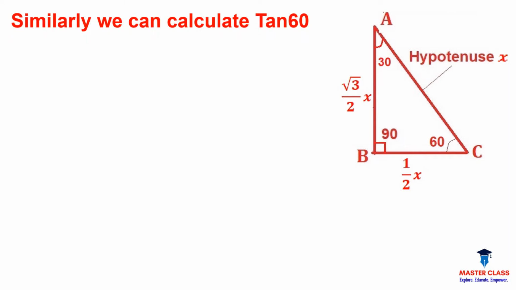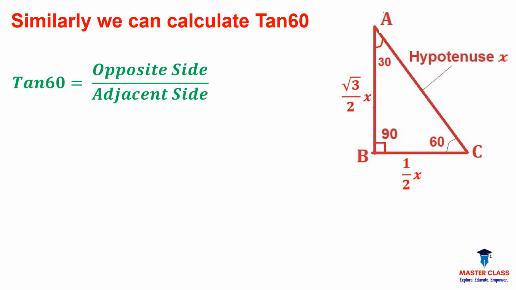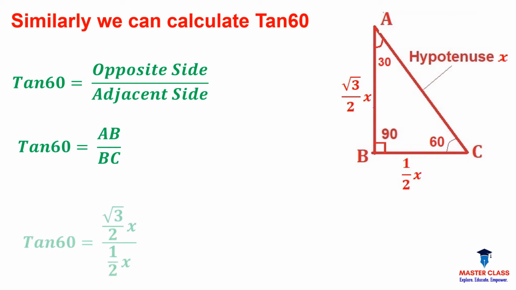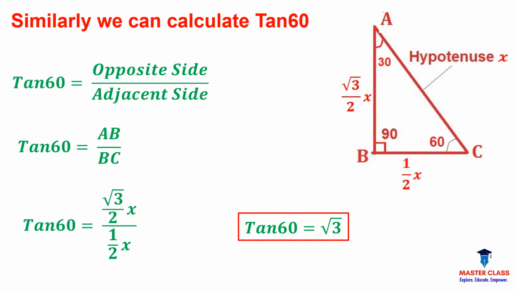Similarly, we will now calculate tan 60. Tan 60 is equal to opposite side divided by adjacent side, that is equal to AB upon BC. So tan 60 is root 3 upon 2 times x divided by 1 upon 2 times x. This works out to be root 3. Therefore, tan 60 is equal to root 3.